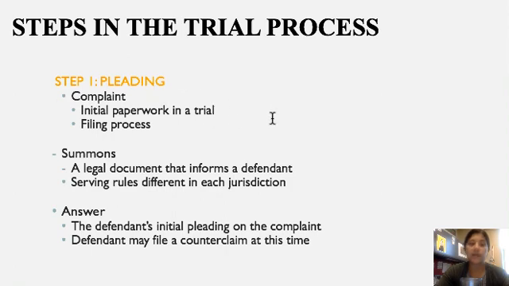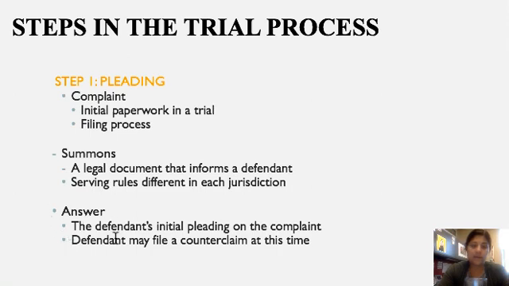The first is a complaint. In order for a trial to start, you actually have to have someone file initial paperwork claiming what their complaint is. So basically just a form explaining why they're suing someone else. From there, a summons is delivered to the defendant. So basically they're given legal documentation explaining why they're being sued and by who.